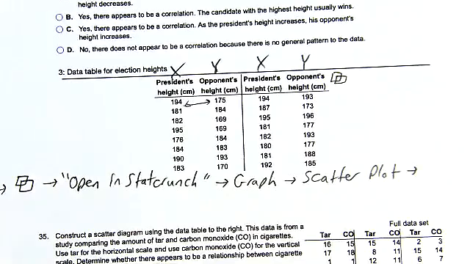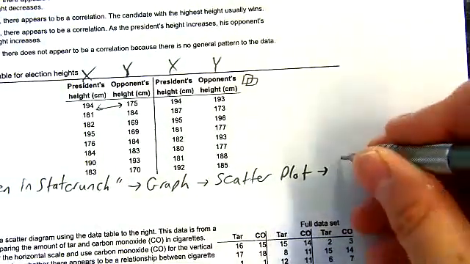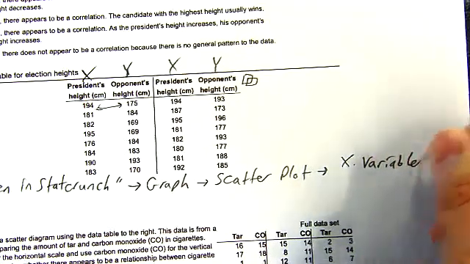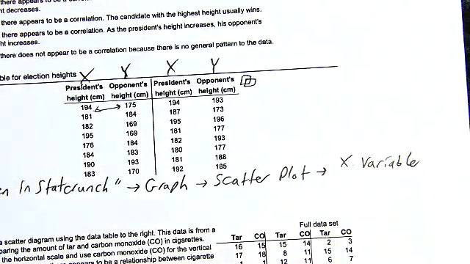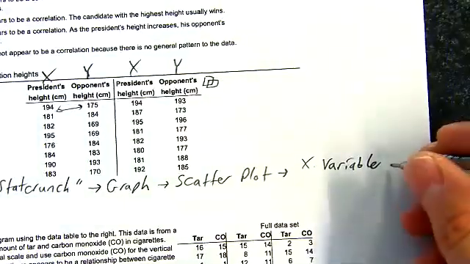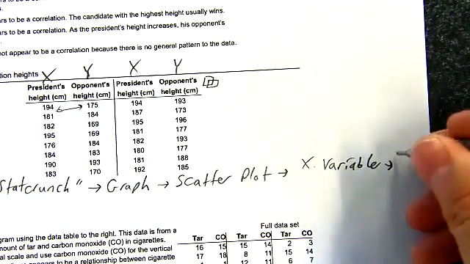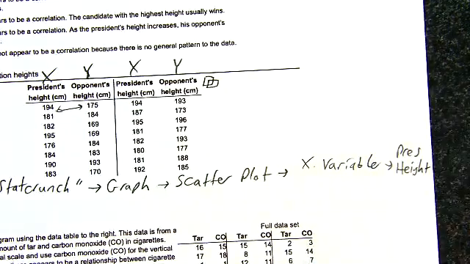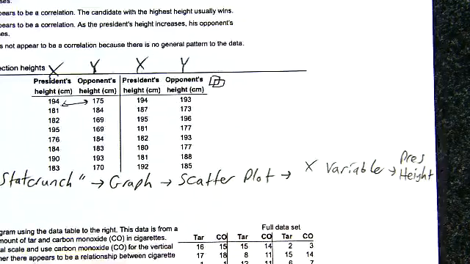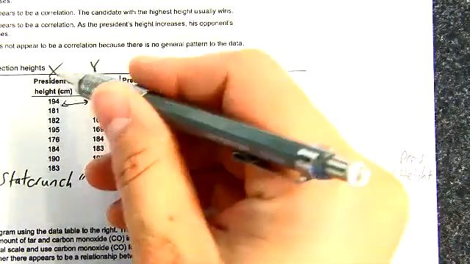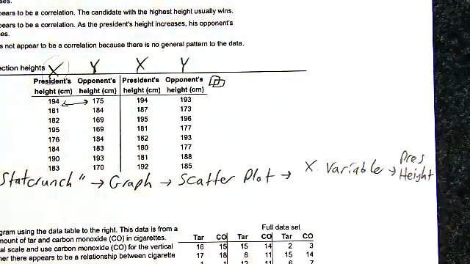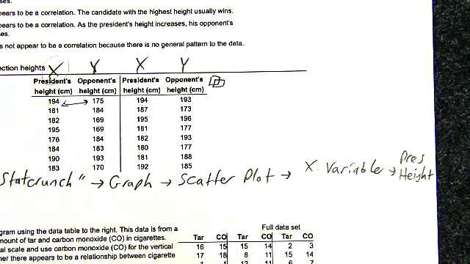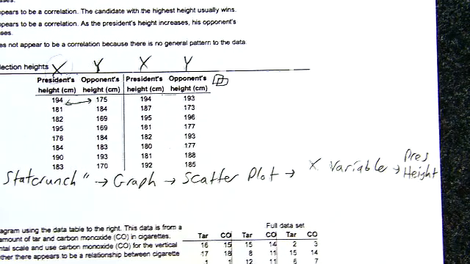Then you will go and you will click on what says X variable. And you'll have 2 options for the X variable. You'll have president's height or opponent's height. You will click on president's height. Now, almost always in this class, the first column they give you is X, and the second column is Y. So X is president's height. And then you'll click on Y variable.